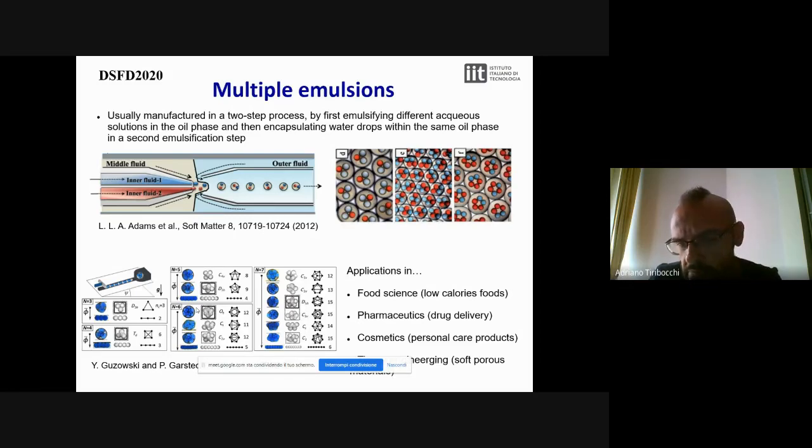On a more material science side, these objects have found many applications in several sectors of modern industries. It's about food science for the production of low calorie food, in pharmaceutics, for example, for drug delivery. Typically, the drug is loaded within one of the cores and then it's released. And apparently, the thick layer provides a better control on the release time of the drug. And also in other sectors, such as cosmetics or for the building of soft porous materials, more recently for the construction of tissue-like materials. So there are several possible applications of these systems.